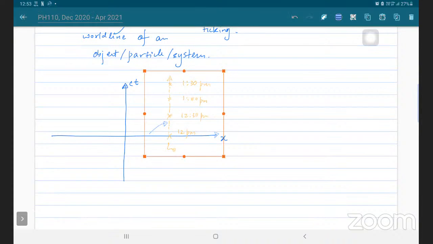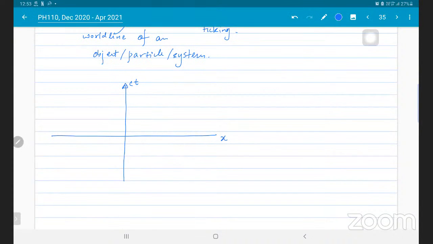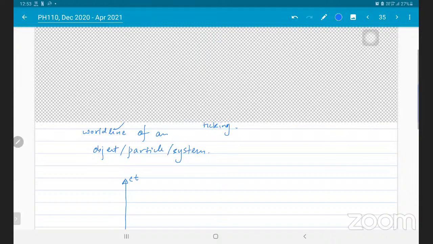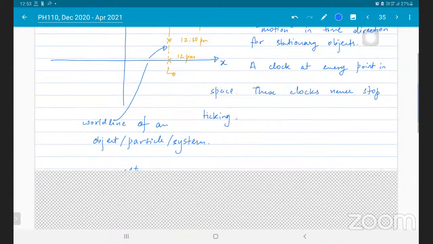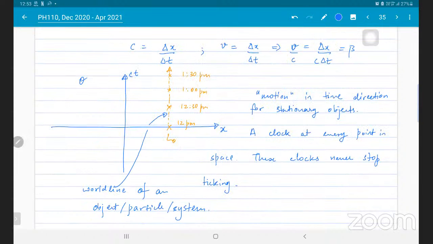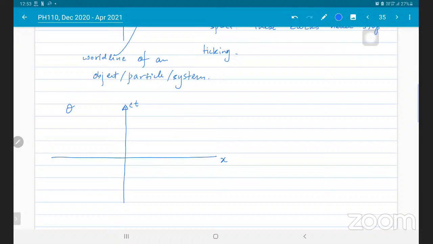So now we can ask the same question. What happens if my system is moving? If this object is moving as seen by this O frame of reference, and for simplicity, we will say that the position of an object... So now we have a moving object.